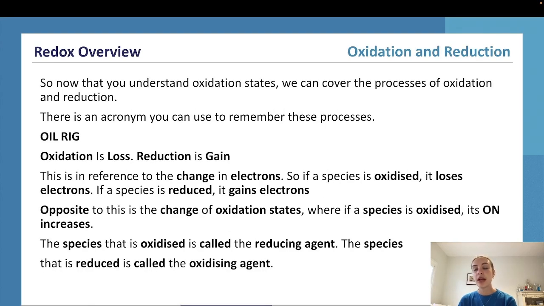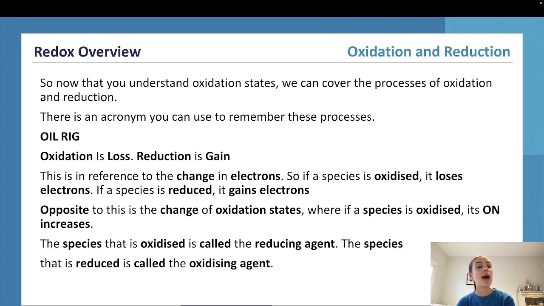So now we're going to go into talking about a redox reaction and a bit of an overview into understanding these oxidation states a little bit better with the application of the oxidation and reduction, or our redox reactions. So basically, now that you understand the oxidation states, we can then apply these and cover our processes of oxidation and reduction.